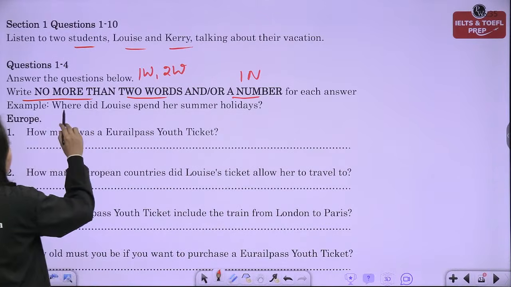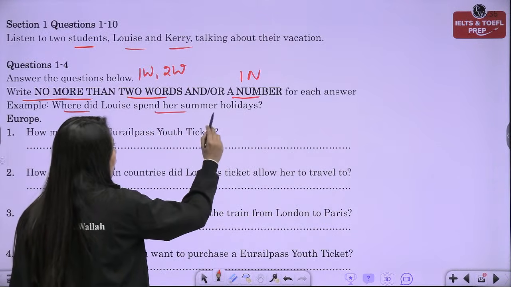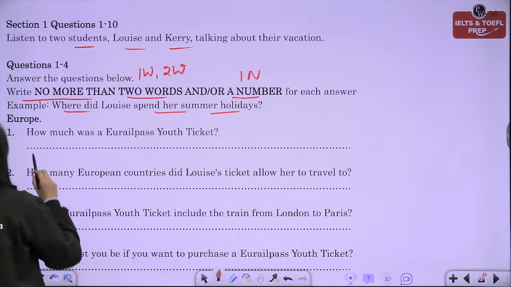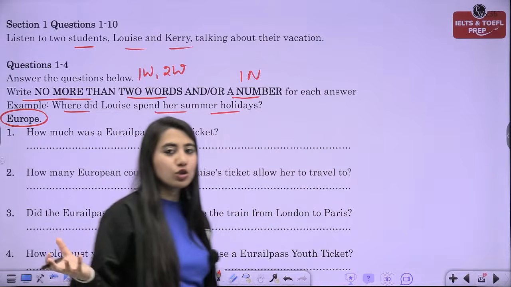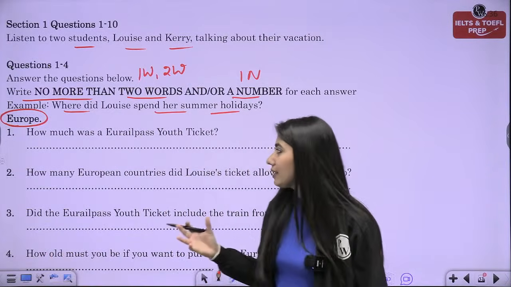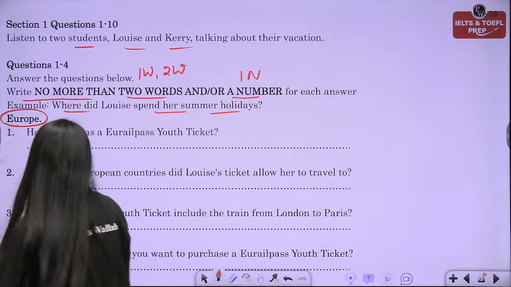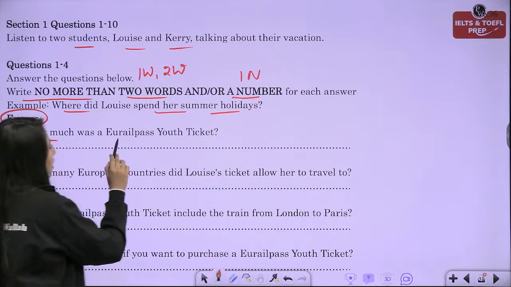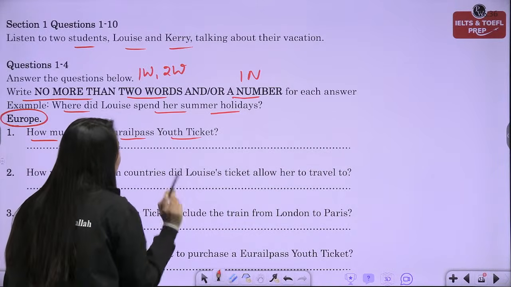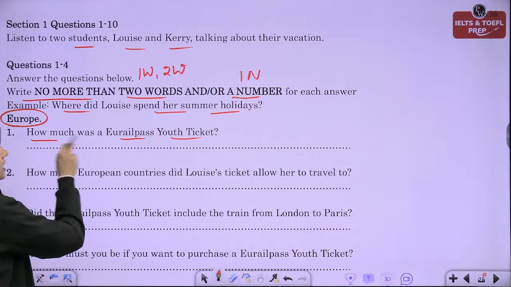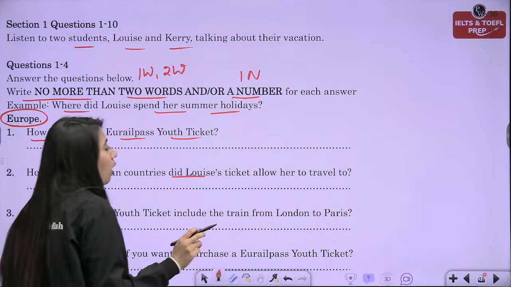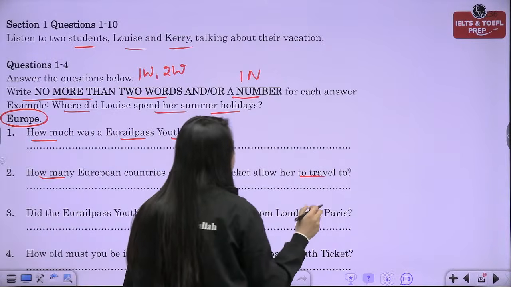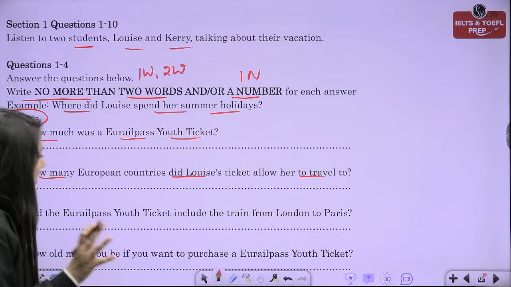Where did Louise spend her summer holidays? It's mentioned Europe, so it's an example which is given to us. Next, the questions are getting started from here. How much was a Eurail Pass youth ticket? We need its cost here. Then how many European countries did Louise's ticket allow her to travel to? We need the number over here.